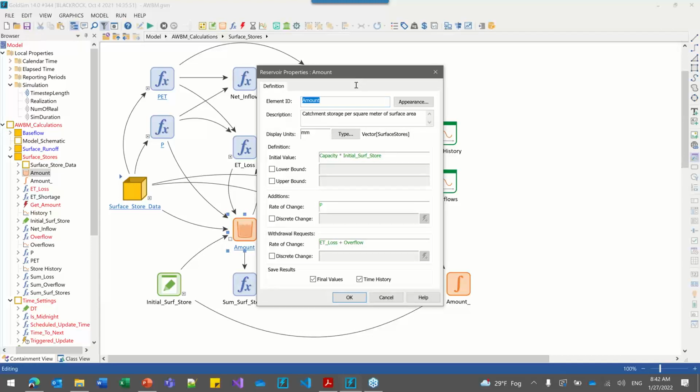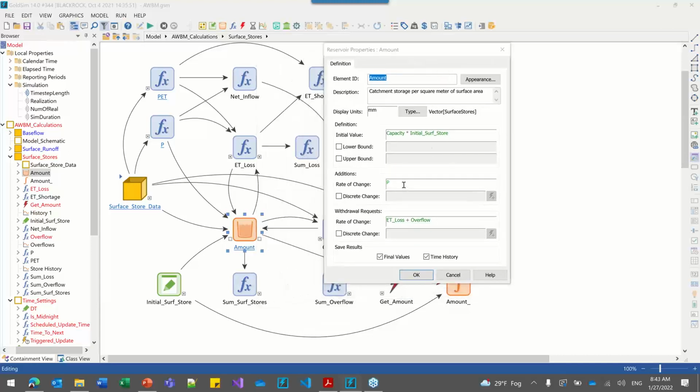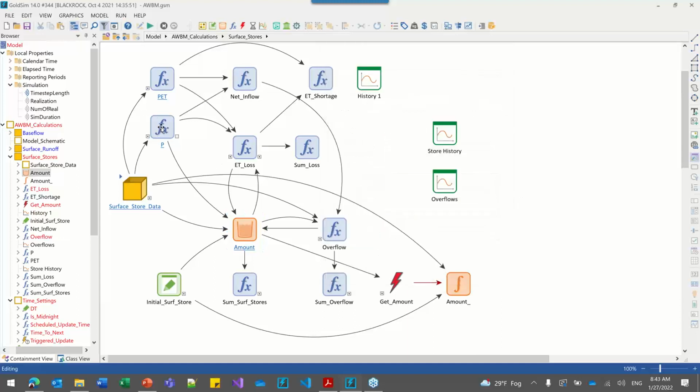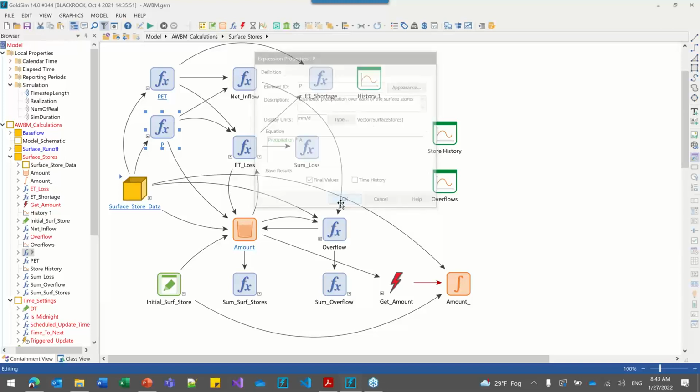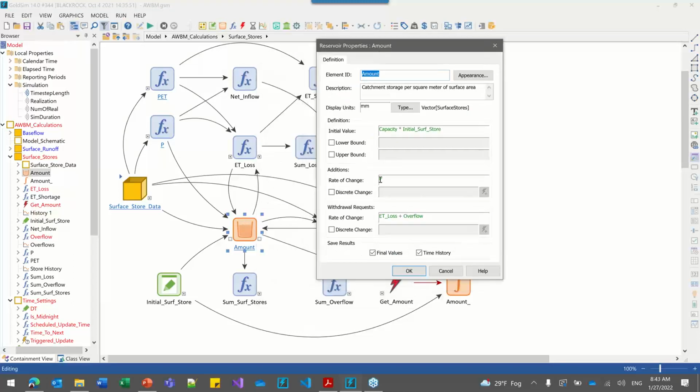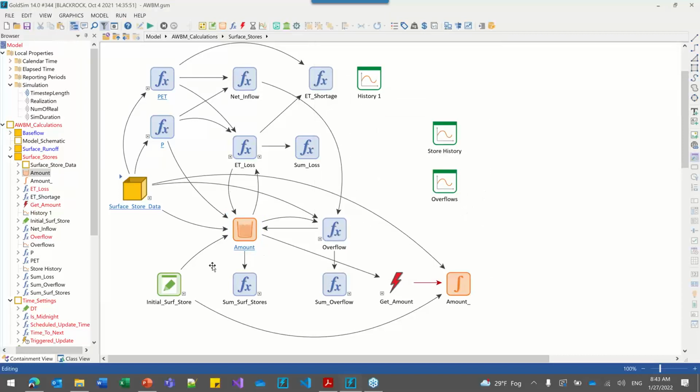The inflow coming into the surface stores is the precipitation, which is divided up and allocated based on the 3 areas. So if I look at P, that's the precipitation multiplied by those 3 proportion values, A1, A2, and A3. So it lands into the 3 different buckets. And then we withdraw from the 3 different buckets our ET losses and any overflows should they occur. So the real important part here is how we calculate the ET loss and the overflow.